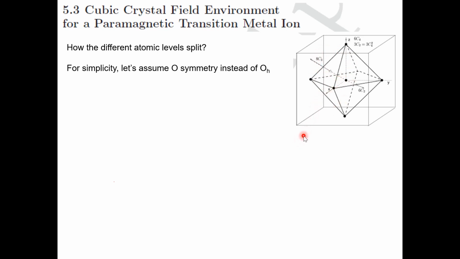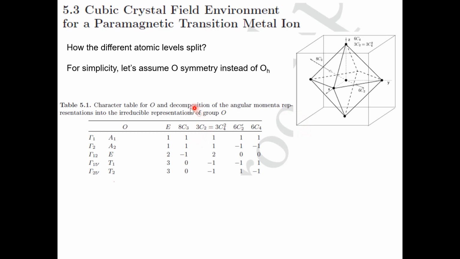Okay, so this is the character table for the O group. Again, I have the identity, 8 C3 axes, 3 C2, which are simply C4 squared. I have the C4 operations, 6 of them, because I have plus and minus 2 pi over 4 around X, Y, and Z. And I have 6 C2 prime rotations. And this is the tabulated character table for the O group.